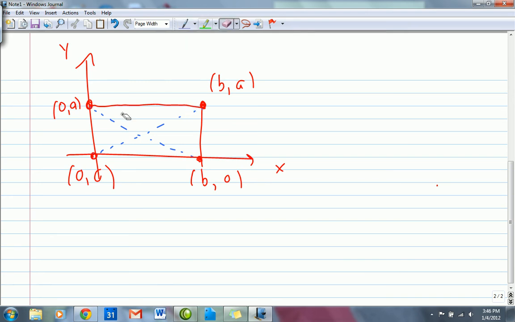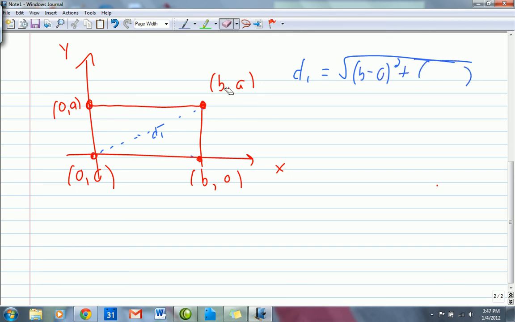So let's ignore this guy for now, and we're going to focus on that one diagonal. To find the length of that diagonal, let's give it a name, we'll call it D1. So that diagonal D1 is going to be in length the square root of, using the distance formula, the differences in the x's, so it's (b minus 0) squared, plus the differences in the y values, (a minus 0) squared. Okay, and after a little simplification, b minus 0 is just b, and a minus 0 is just a.